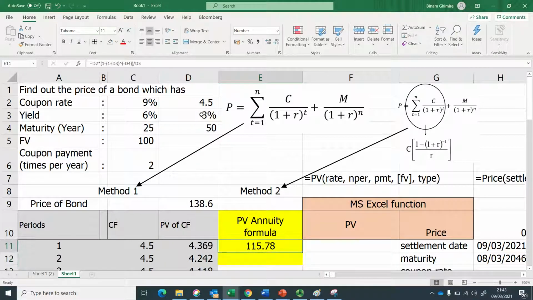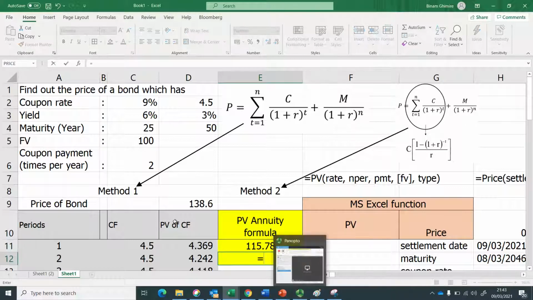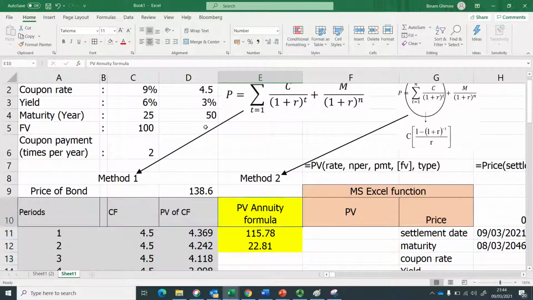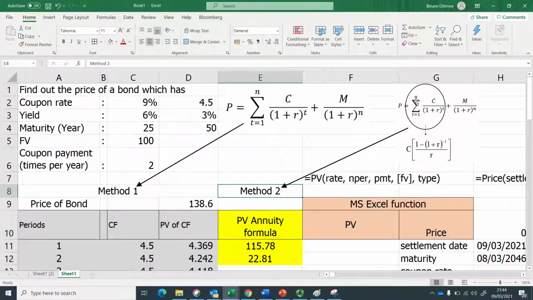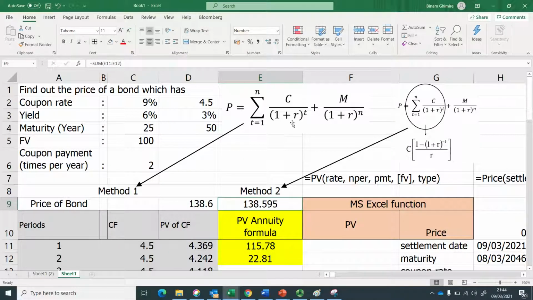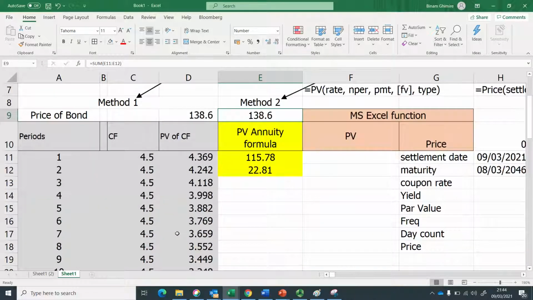So basically you have now found this part. Okay, so the remainder is the maturity value that you need to discount, which is 100 divided by 1 plus rate 3 power, then you know it is 50, so you get that. So now again, as implied by summation sign, you need to add them together. So that's what I'm going to do. Summation of these two, and you get the same answer, which is 138.6.